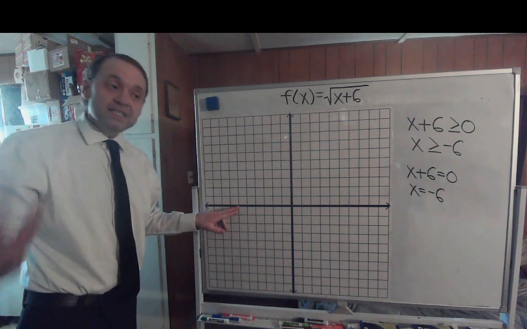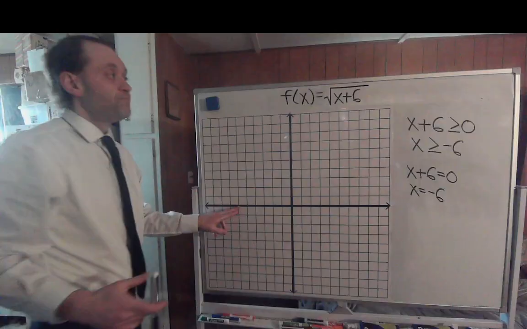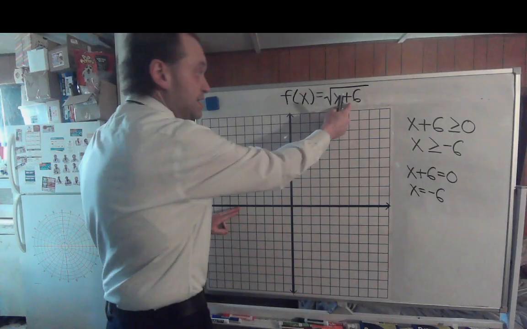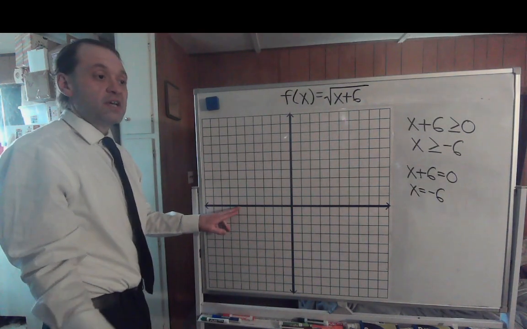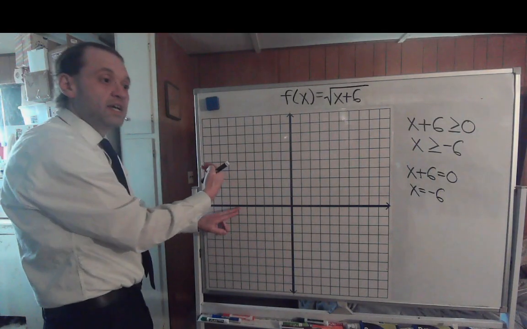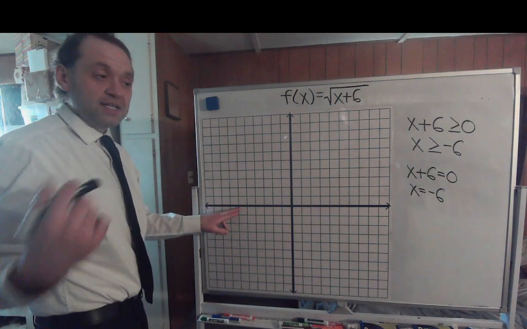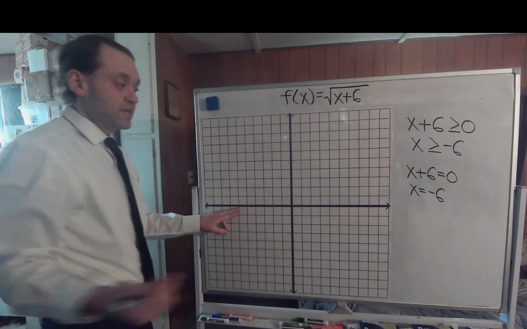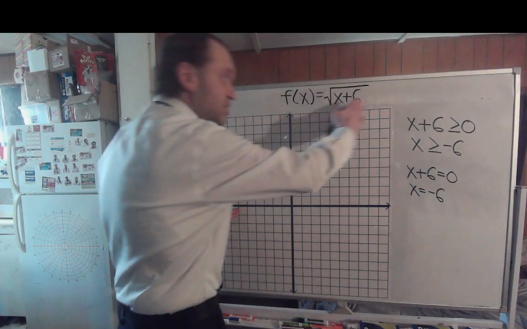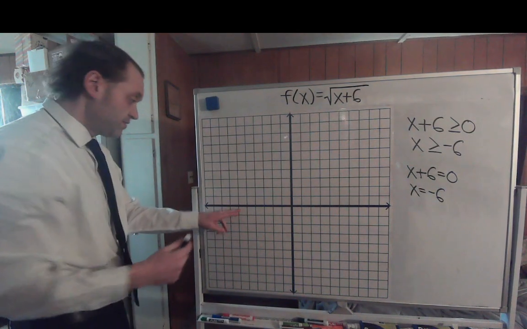So on the inside, if it's x plus 6, you're actually going to shift the square root function 6 units to the left. If it were x minus 6 inside the square root, you would set x minus 6 equal to 0, and then you would have x equal to +6, which would mean you're shifting it 6 units to the right. But in this case, you're shifting it 6 units to the left.